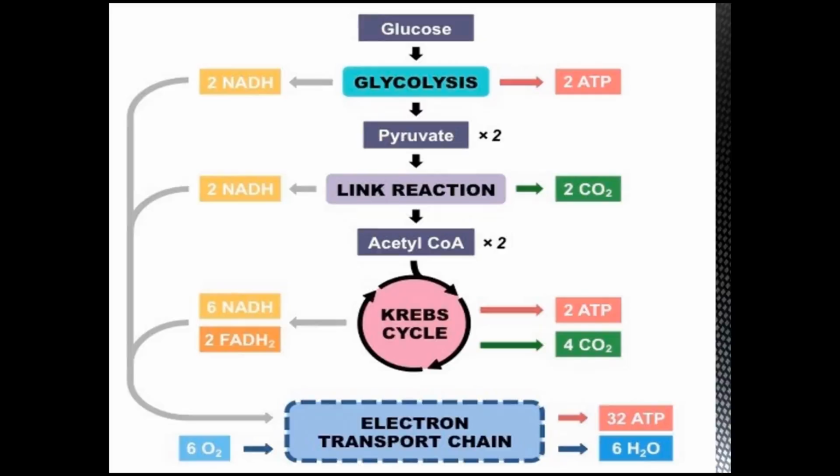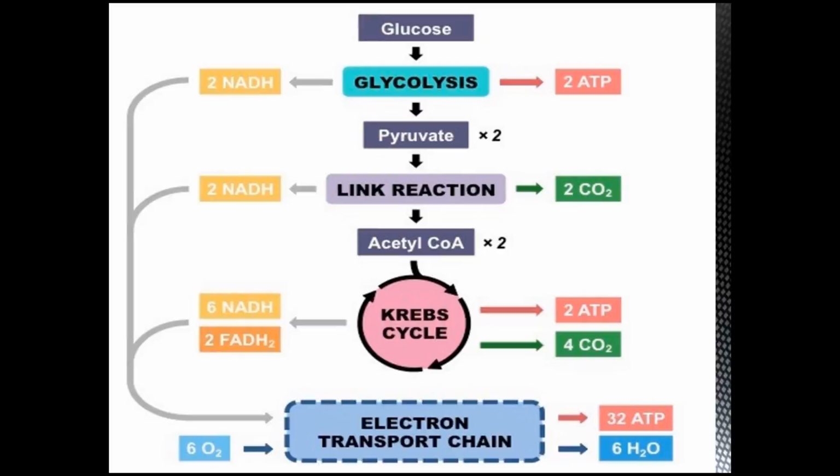First stage is glycolysis. Second one, Krebs cycle. Third one, electron transport chain. Aerobic respiration means air is present, oxygen is present, taking oxygen. That respiration is aerobic respiration. It is divided into three stages. Glycolysis means glucose splitting.